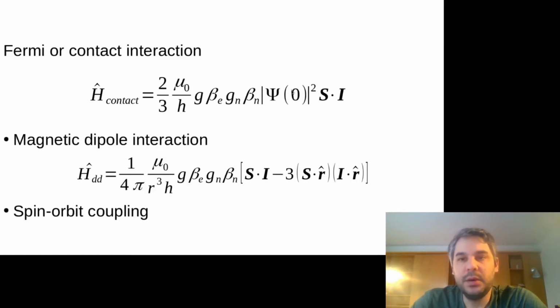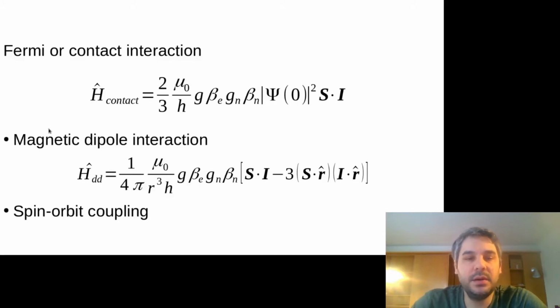In a molecule, we would replace this 0 by the position of each nucleus that we are interested in calculating. And the modulus square of the wave function is basically the electron density. So orbitals which have a large electron density on a certain nucleus will experience a larger Fermi or contact interaction. This interaction is in principle isotropic. It means that it is the same in all orientations of the measurement, all orientations of the external magnetic field with respect to the molecule.